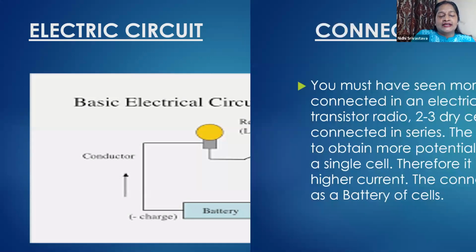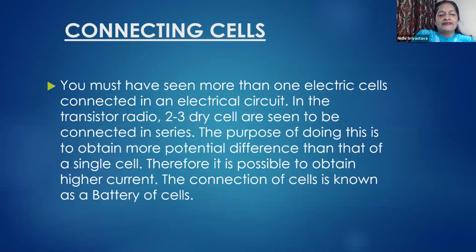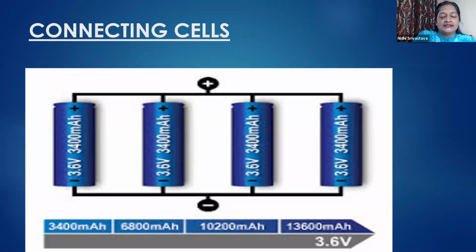Next is connecting cells. You must have seen more than one electric cell connected in an electrical circuit. In the transistor radio, 2-3 dry cells are seen to be connected in series. The purpose of doing this is to obtain more potential difference than that of a single cell. Therefore, it is possible to obtain higher current. The connection of cells is known as a battery of cells. See, these are connecting cells.